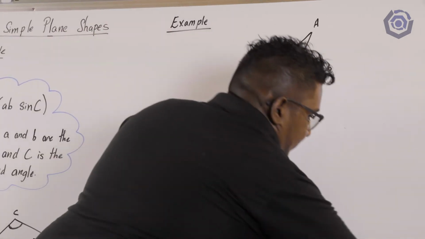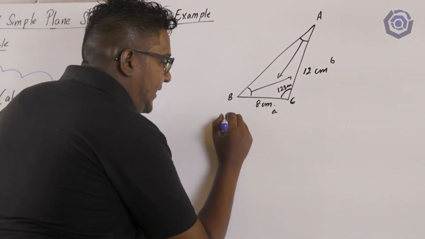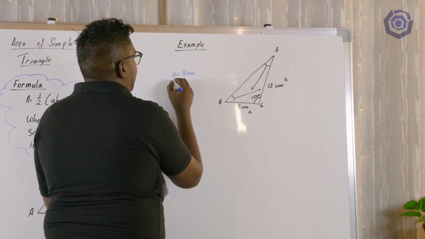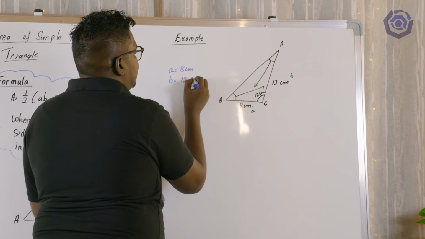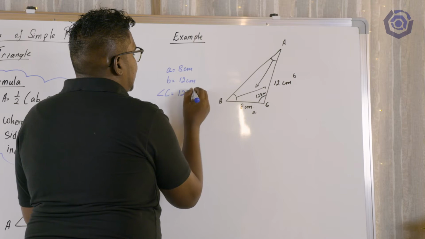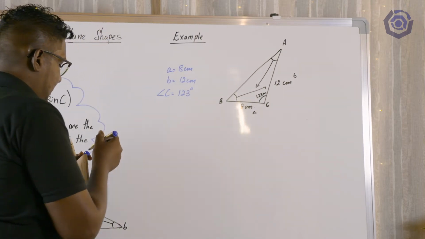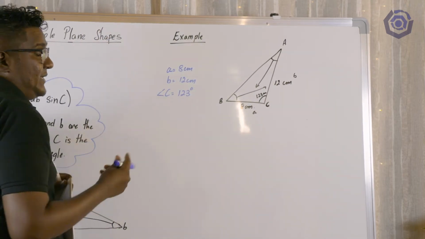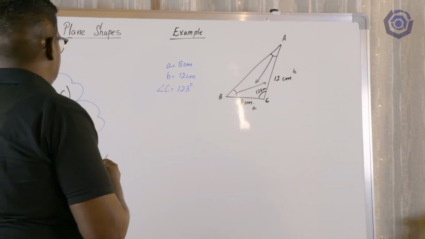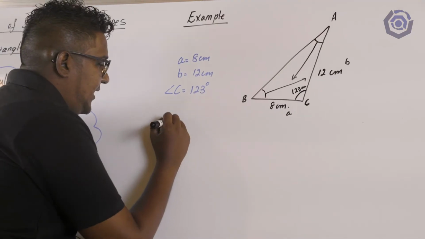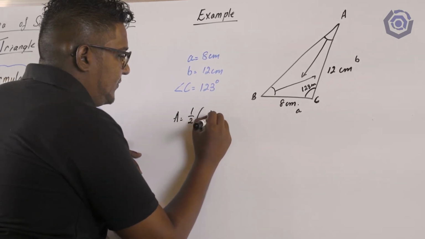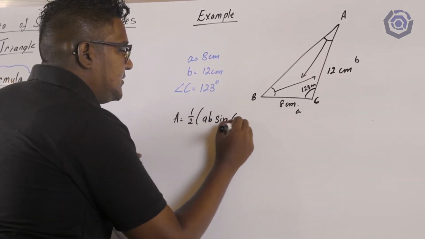So let's write down what we have. A is equal to 8 cm, B is equal to 12 cm, and the angle C is equal to 123 degrees. The little triangle, this little thing in front of the C, means angle. So let's use our formula and substitute our values. So A is equal to 1/2 into AB sine C.